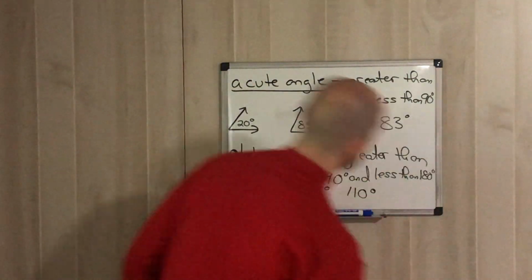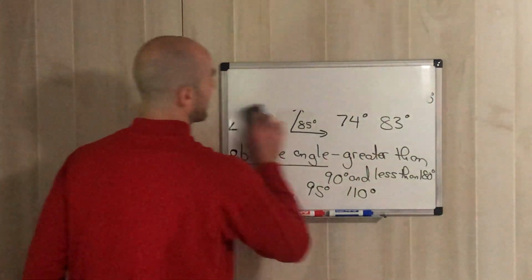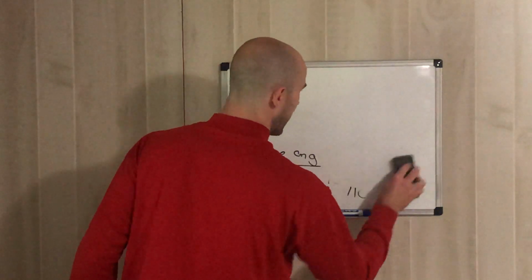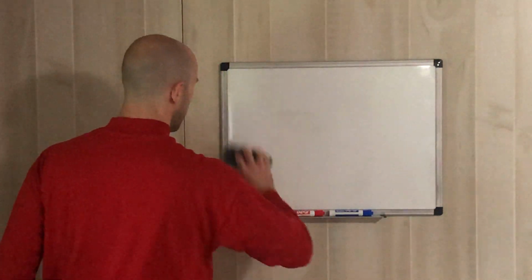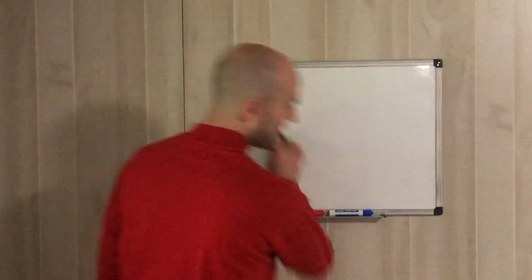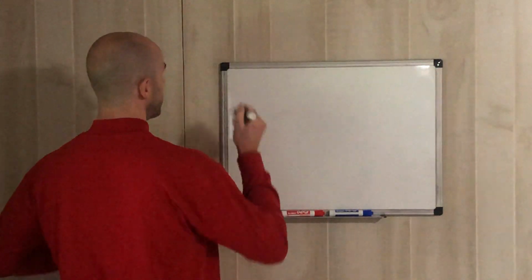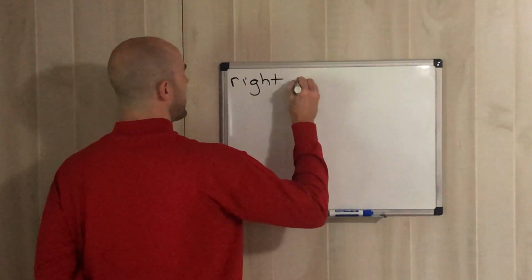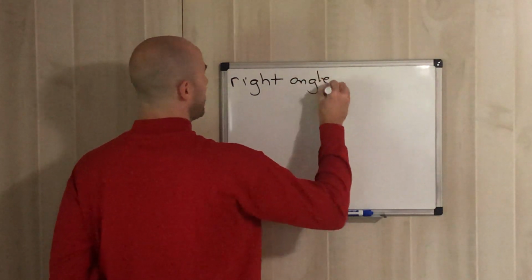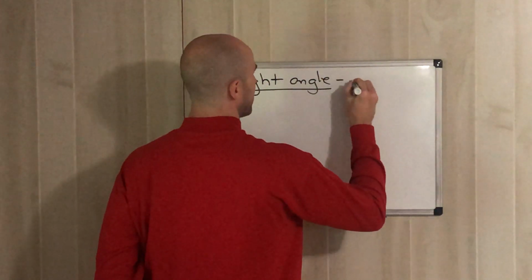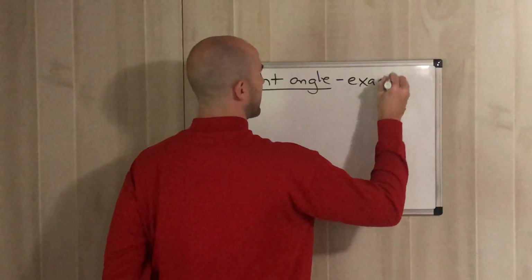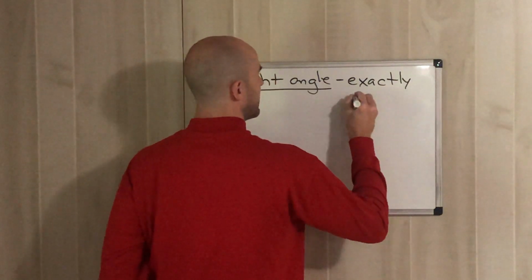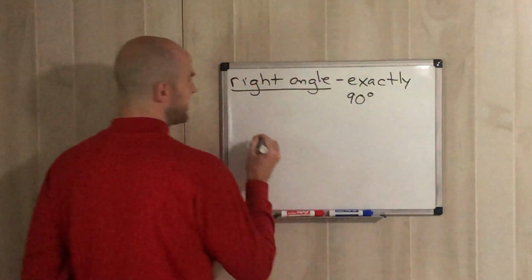But then the question is, what happens if it's exactly 90 degrees? And again, probably a bunch of you know that already. If the angle is exactly 90, it's what we call a right angle, right? And what a right angle is, it's an angle that's exactly 90 degrees. And there's an easy way to see this.